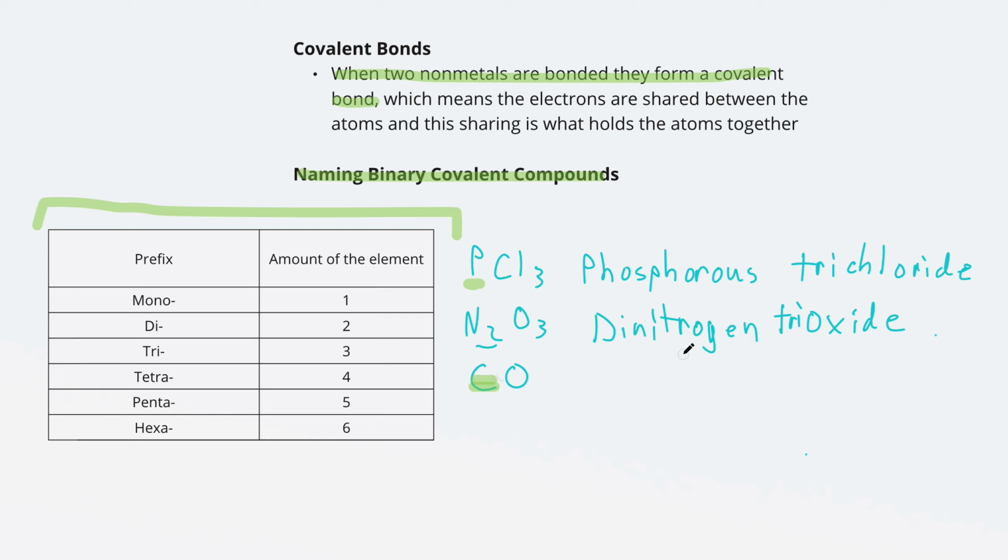And then the next one, there's only 1 carbon. So think of what prefix you get. If there's only 1 of the first element, it does not get a prefix. So that is carbon. And then there's only 1 of the oxygen, but it's the second one. So we do put mono. Whenever the second element, there's only 1 of it, we do put mono. So carbon monoxide.